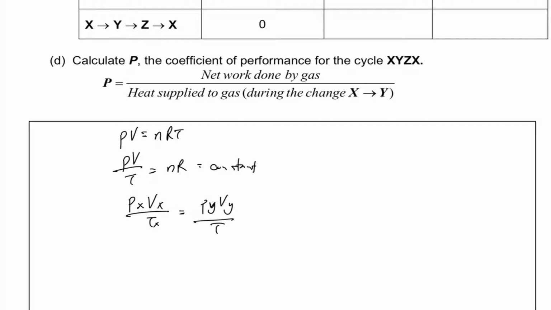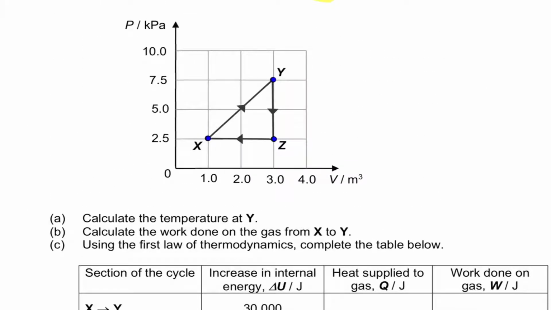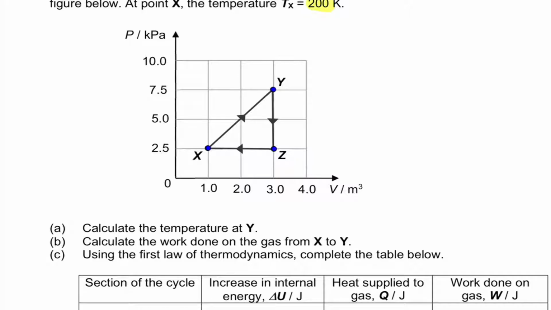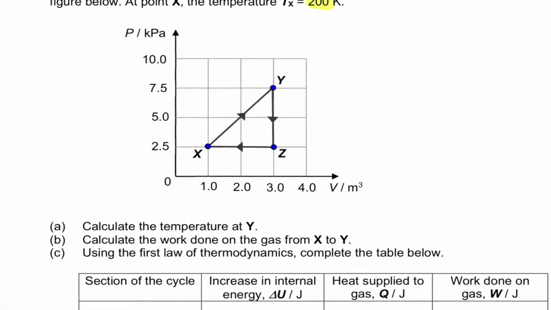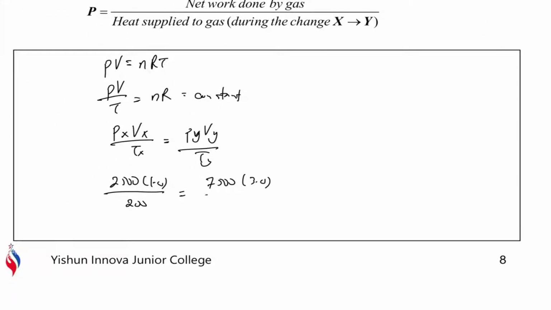Vy over Ty. Okay, so starting with the values I know, Px and Vx: Px is 2500 and Vx is 1.0, over 200, is equal to 7500, I think, 7500 over here. And then volume is 3.0, Ty. So if you solve this, Ty is equal to 1800 Kelvin.